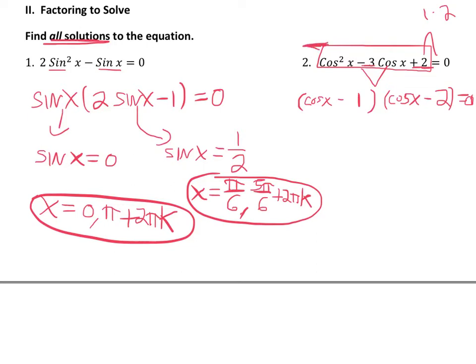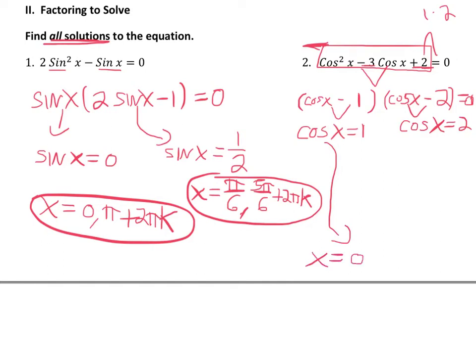Then you do the same thing we did for number 1. Take each factor, set it equal to 0. So for the first one, cosine of x has to equal 1. For the second one, cosine of x would have to equal 2. If cosine of x equals 1, remember cosine is the x value in the unit circle. You're asking yourself, what are the x values where x equals 1 in the unit circle? And it would be right at 0.